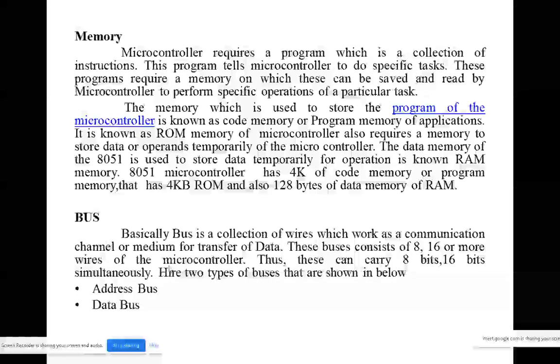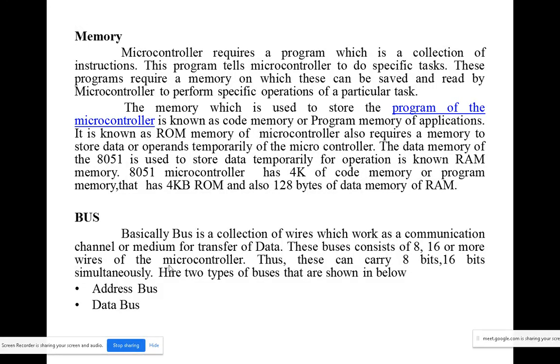So what is a bus? A bus is nothing but a collection of wires. A bus is used for communication between the microprocessor and all the blocks as well as external devices. Data, address or control signals will be transferred through the bus. So buses have three types: data bus, address bus, and control bus. These buses consist of 8, 16 or more wires of the microcontroller. Thus, they can carry 8 bits, 16 bits simultaneously.